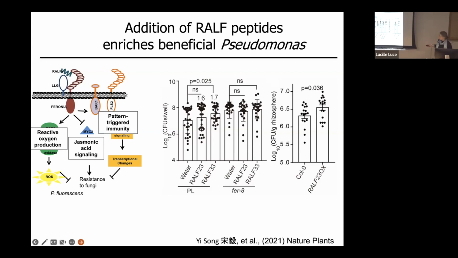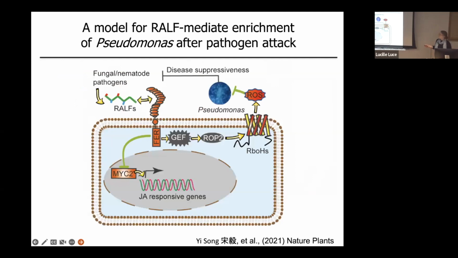We also overexpressed one of the RALF-peptides, and you get an increase in rhizosphere Pseudomonas just with the presence of the ligand. And so we think that fungal and nematode pathogens may make RALF-peptides, and they do so with the goal of inhibiting jasmonic acid signaling and promoting susceptibility to themselves. And then plants may be guarding this pathway by downregulating basal reactive oxygen levels, which in turn results in more Pseudomonas that could protect them from these fungal pathogens.